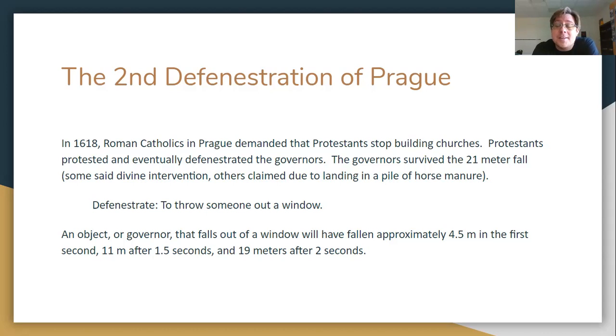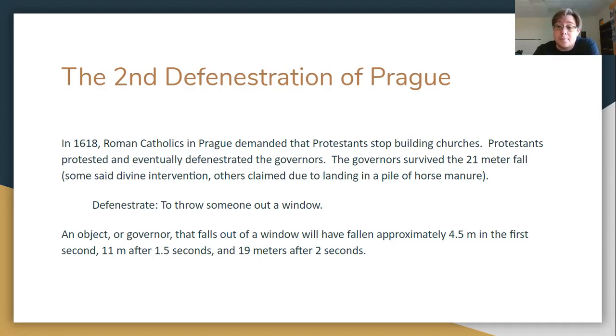There's your vocab term. So the governors somehow survived the 21-meter fall down to the ground. Later on, Roman Catholics said it was divine intervention saving them. Protestants later claimed that they had just landed in a pile of horse manure. I leave it up to you guys to research and make your own opinion on that. So an object, when undergoing free fall, or if hucked horizontally out of a window, will fall at about the same rate. After about a second, they'll fall about 4.5 meters. After 1.5 seconds, they'll fall 11 meters. And after 2 seconds, they'll fall about 19 meters.